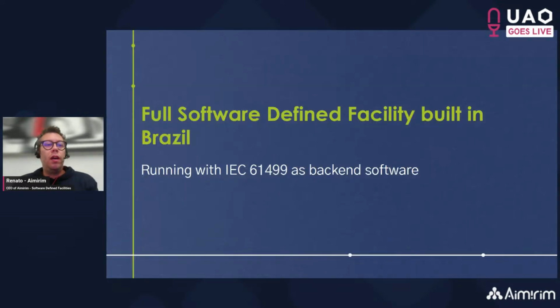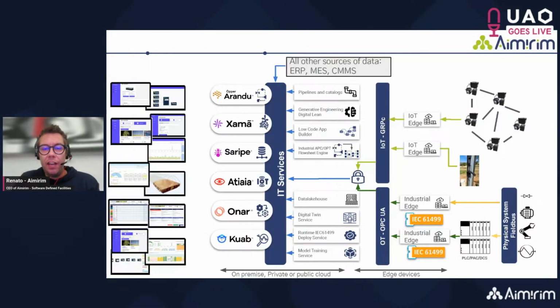I will show to you now a full software-defined facility that we built in Brazil, running with the 61499 as the backend software. Here's the full architecture of our products. So we started with embedding the 61499 function blocks on some edge, but after some time, we could see that we could do a lot more things about that. So we have a full architecture that looks like a platform for services for industries.